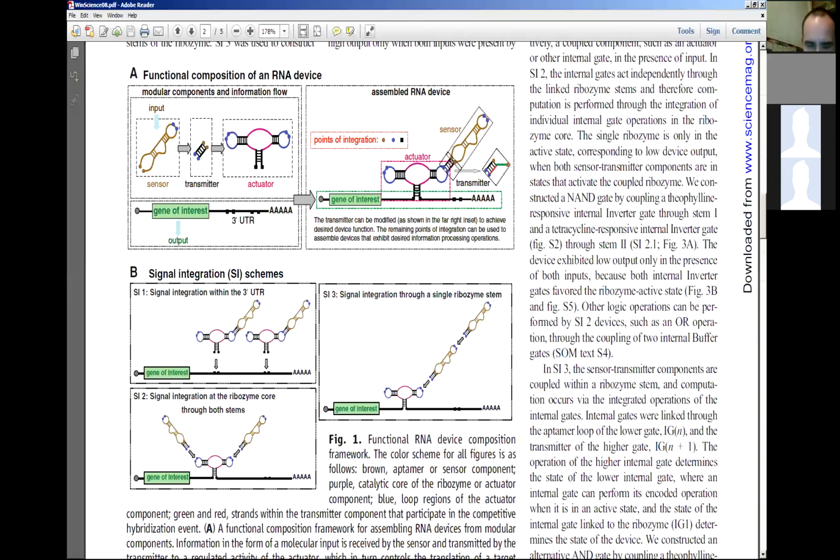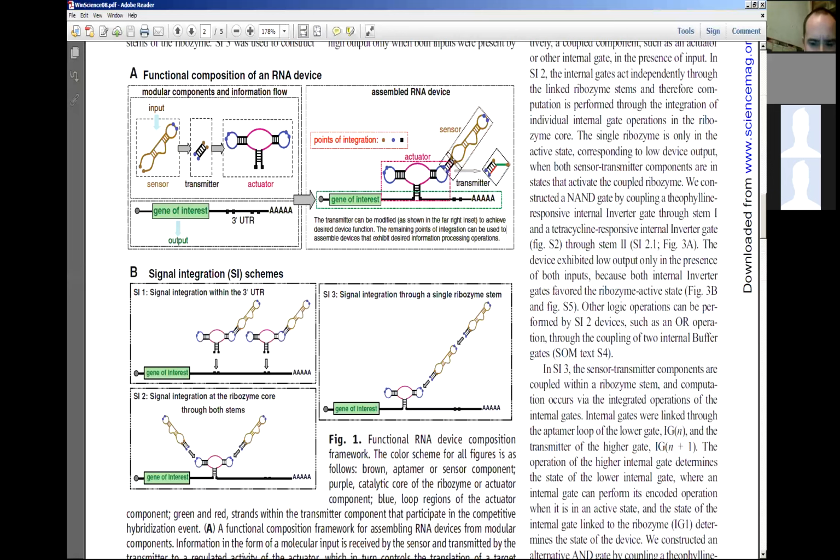And again, this will form various different Boolean gates. In some of these cases, you may need to have both of the small molecules present to inhibit the ribozyme, or vice versa. So there's lots of engineering that can be done here, and it's all based on engineering RNA structures.